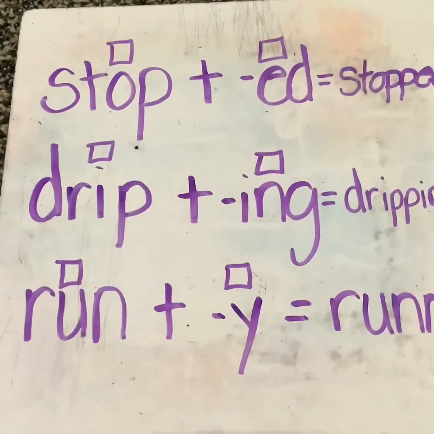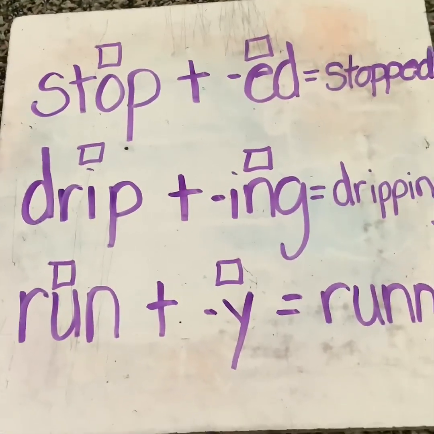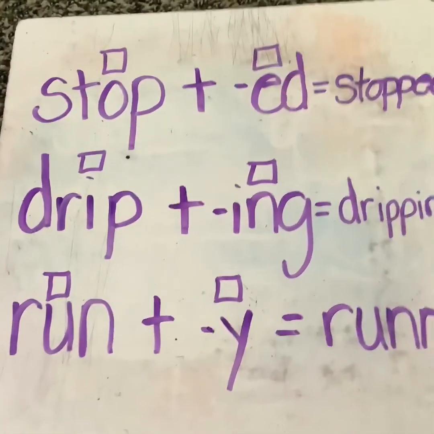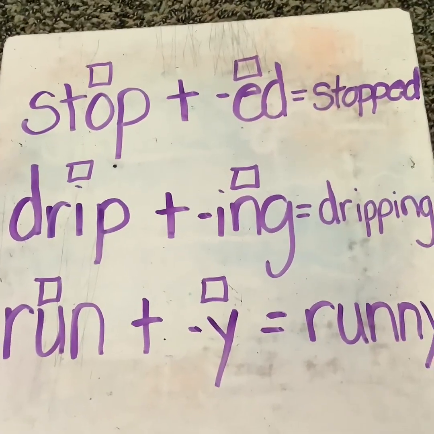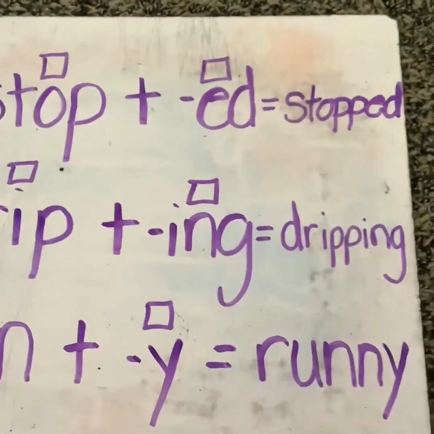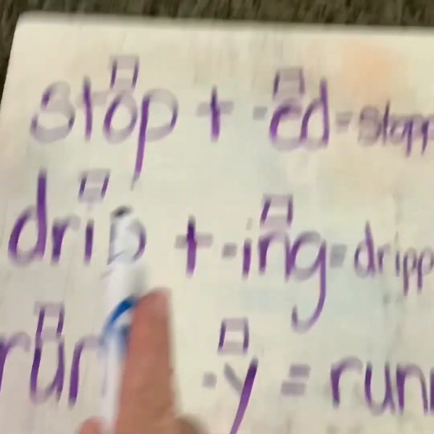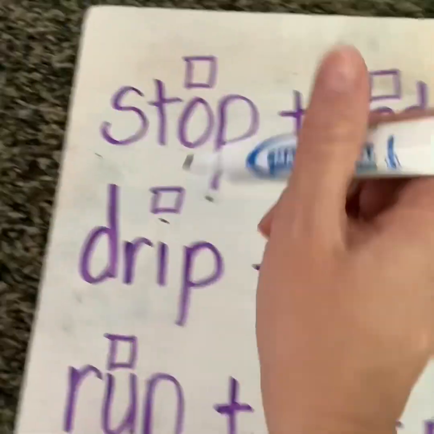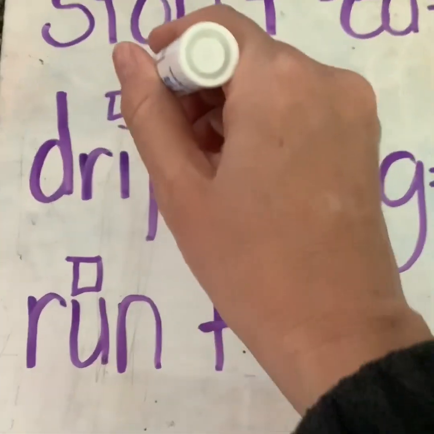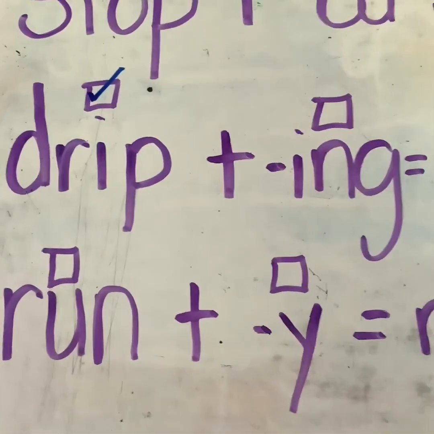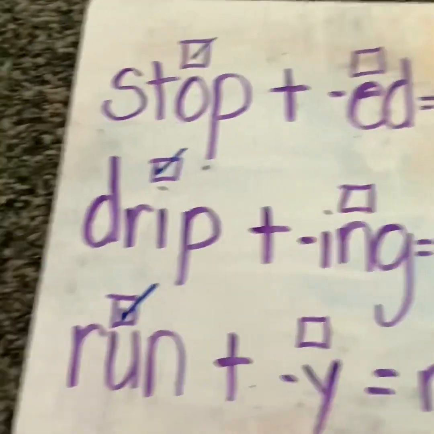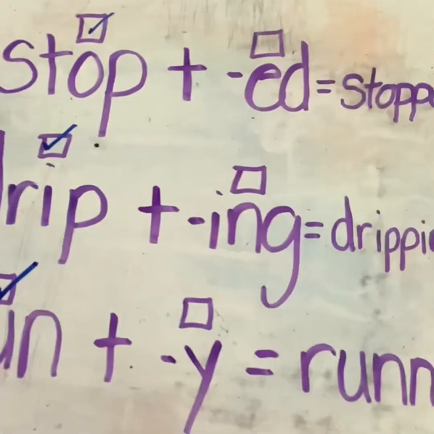The first thing we want to look at is you can see that I have squares above each of the words. I'm going to put a check mark only if it ends with a vowel consonant. So let's see, stop ends with a vowel consonant, so I'm going to put a check mark. Drip ends with a vowel consonant, so I'm going to put a check mark. Run ends with a vowel consonant, so I'm going to put a check mark. That's my first step.